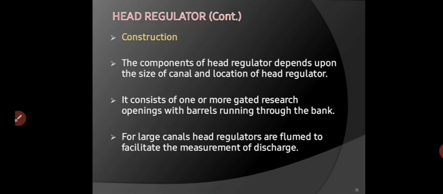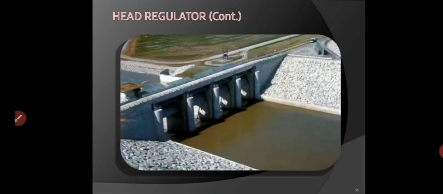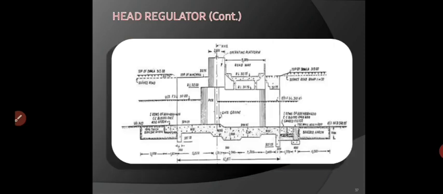Construction. The components of a head regulator depend upon the size of the canal and the location of the head regulator. It consists of one or more gated openings with barrels running through the banks. For large canals, head regulators are flumed to facilitate the measurement of discharge. So depending upon the location, the function or the type of canal, the construction of the head regulator differs. So this is one type of canal head regulator with piers and abutments and with gates. A four gated head regulator over which the road is constructed. This is the typical cross section of a head regulator with concreting work and mechanism of gates.